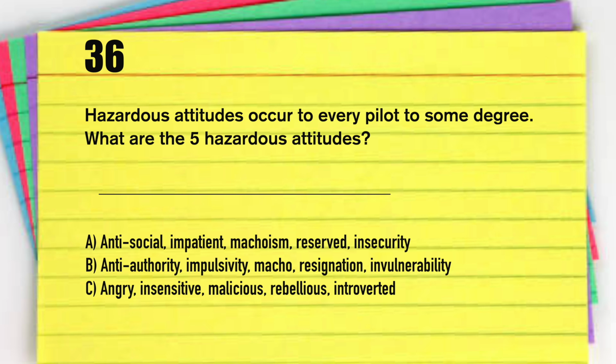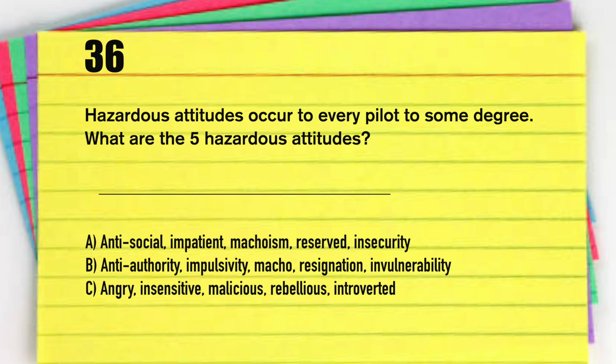36. Hazardous attitudes occur to every pilot to some degree. What are the 5 hazardous attitudes? A. Antisocial, impatient, machoism, reserved, insecurity. B. Anti-authority, impulsivity, macho, resignation, invulnerability. C. Angry, insensitive, malicious, rebellious, introverted.